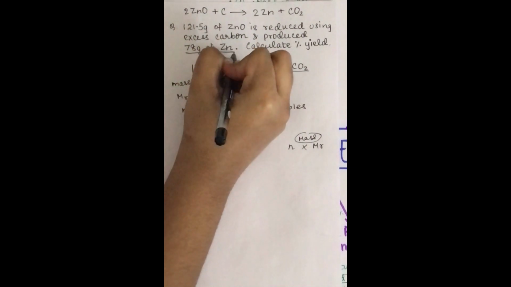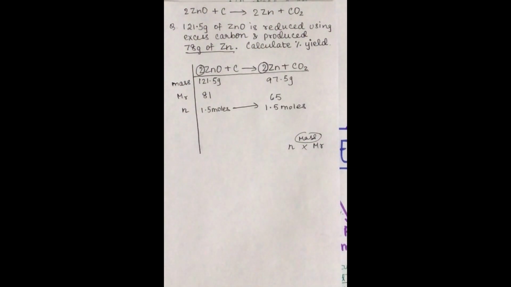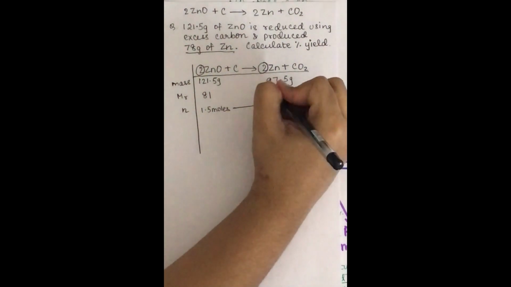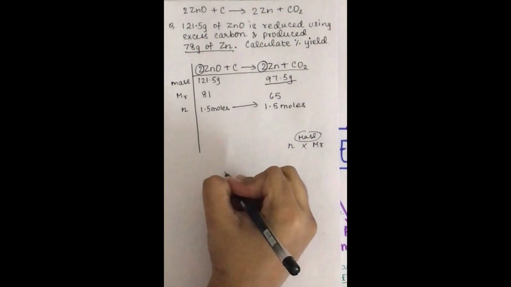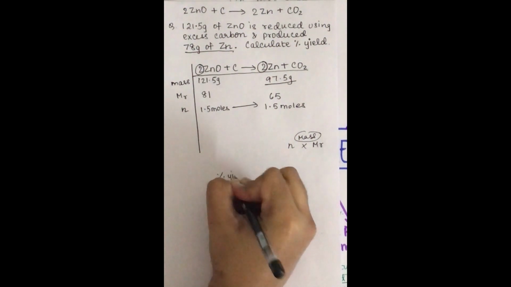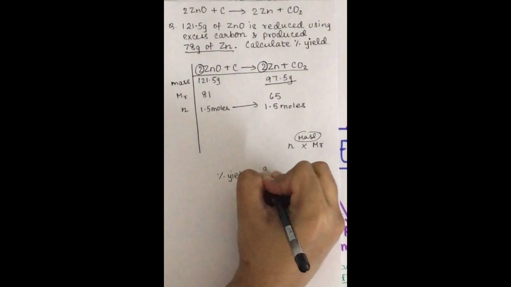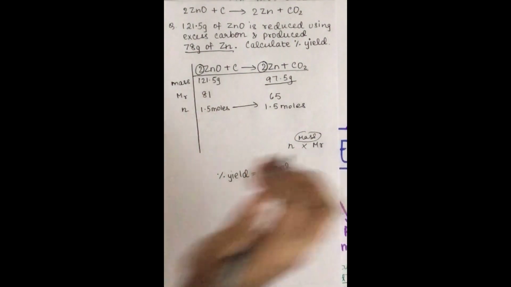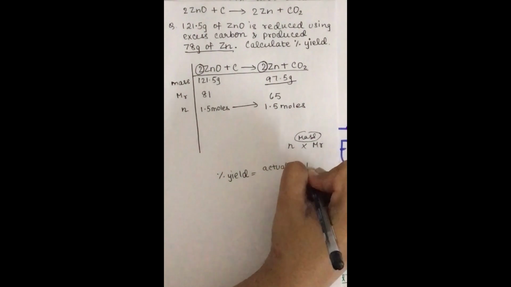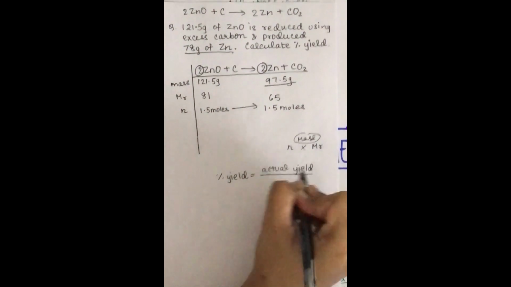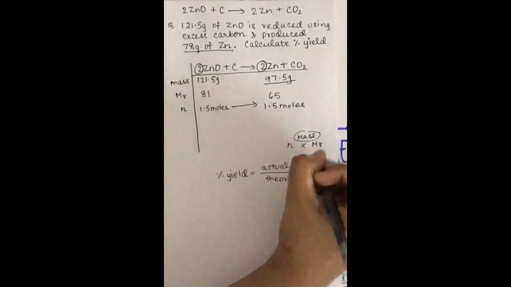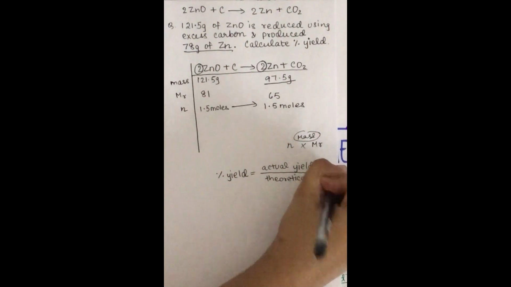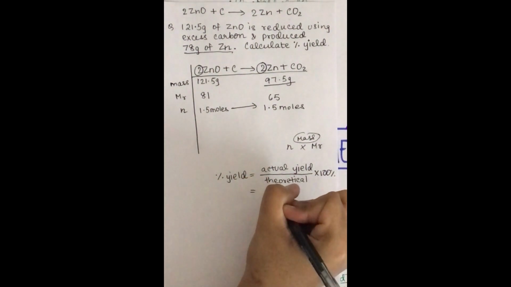If you see the question clearly, it's written 78 grams of Zn has been produced. But this was the theoretical yield based on our calculation. So now, by substituting into the formula of percentage yield: percentage yield is equal to actual yield divided by theoretical, just writing in short, into 100%. So now we have our actual yield, which is 78 grams.